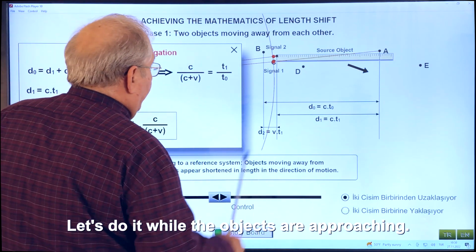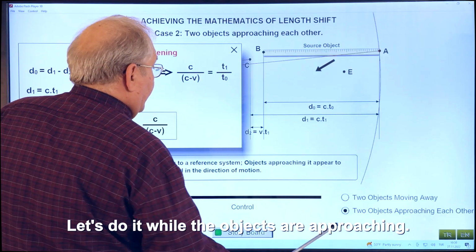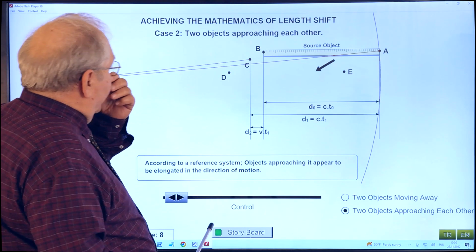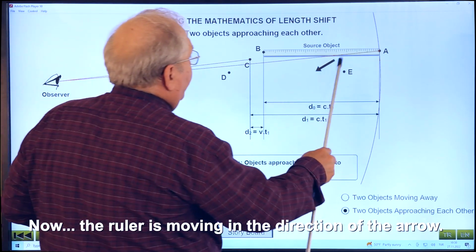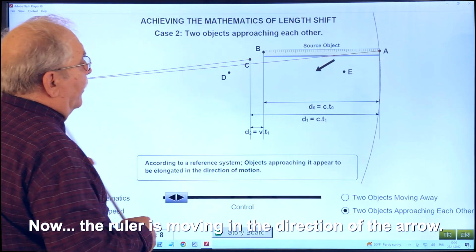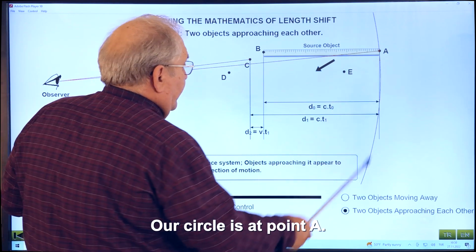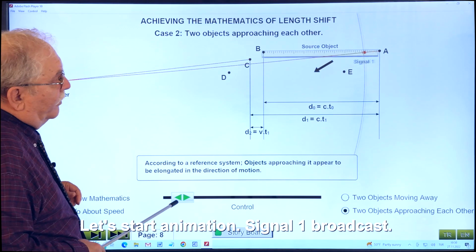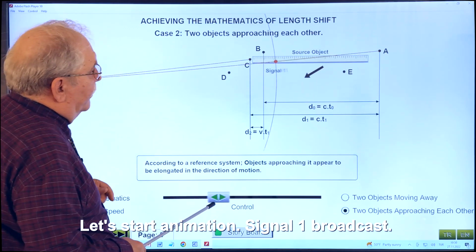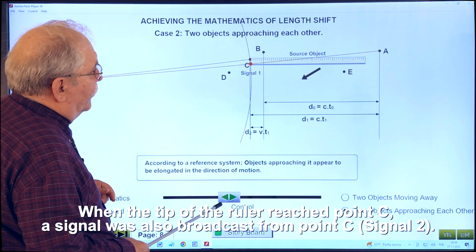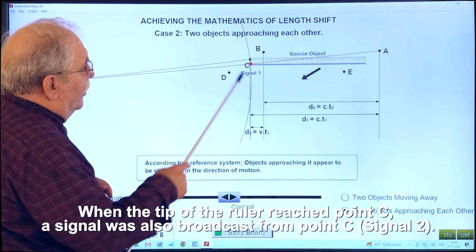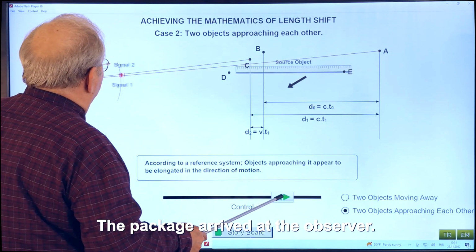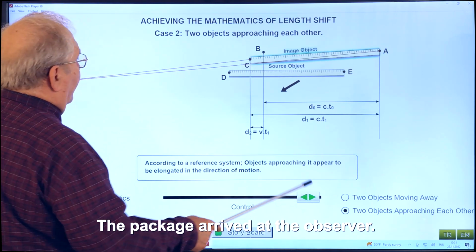Let's do it while the objects are approaching. Now the ruler is moving in the direction of the arrow. Our circle is at point A. Let's start the animation. Signal 1 broadcast. When the tip of the ruler reached point C, a signal was also broadcast from point C, signal 2. The package arrived at the observer.